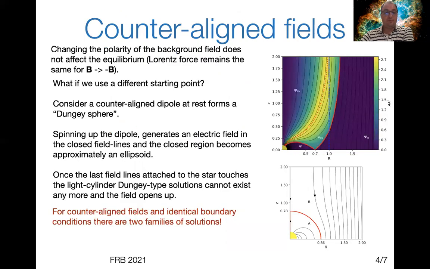If we consider then a counter-aligned external field with the pulsar dipole field, we notice that we can obtain the same type of solutions because the equilibrium here depends on the magnetic field pressure that scales with B squared. Nevertheless, we can have different types of solutions in the form of a Dungey sphere.